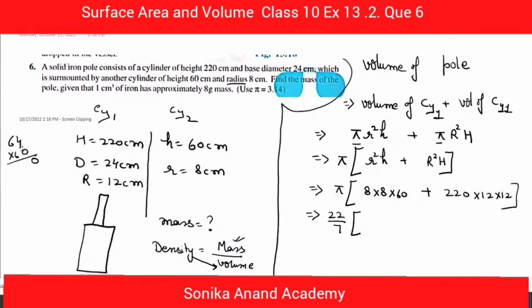0, 4 6s are 24, 6 6s are 36, 37, 38, 3840. Here we have 12 pairs are 144. 144 into 22. 2 4s are 8, 2 4s are 8, 2 1s are 2. 8, 8 and 2. 8 8 16, 8 2 10 and 11, 3 1 6 8. Now add up both of them.